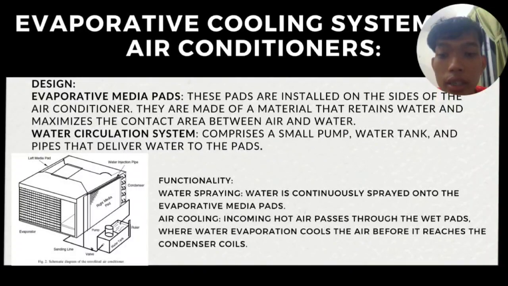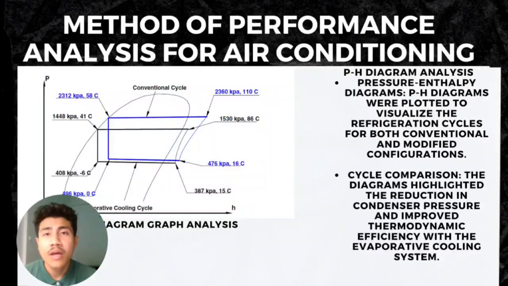For the second one is the water circulation system, comprising a small pump, water tank, and pipes that deliver water to the pads. So functionality, water spraying: water is continuously sprayed onto the evaporative media pads. Air cooling: incoming hot air passes through the wet pads, where water evaporation cools the air before it reaches the condenser coil. I am Hazrul, want to present about method of performance analysis for air conditioning.